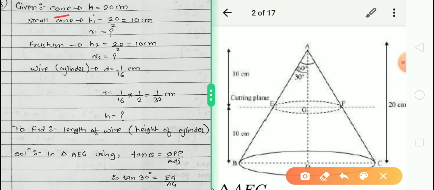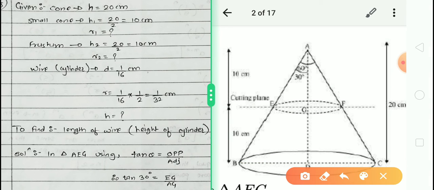Height of cone is 20 centimeter. Then this cone is divided into equal parts. So height of small cone is 20 upon 2, 10 centimeter. We need to find radius, that is EG. Then frustum, so height of frustum is 10 centimeter and we need to find radius, that is BD.